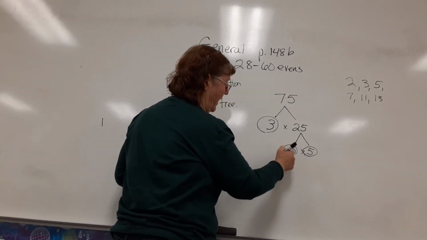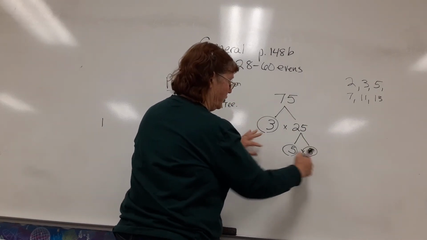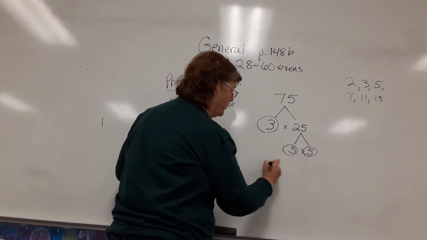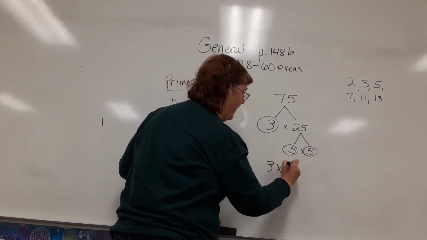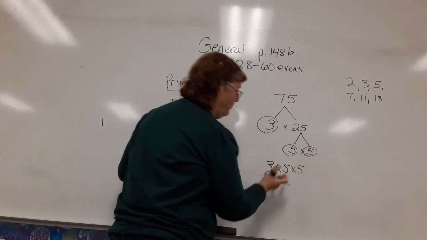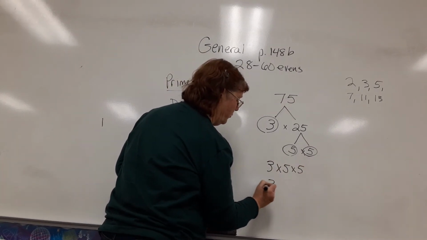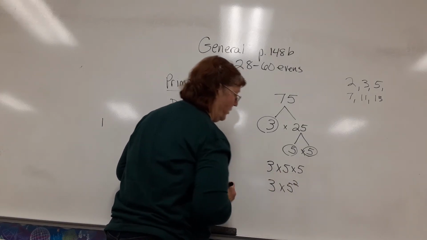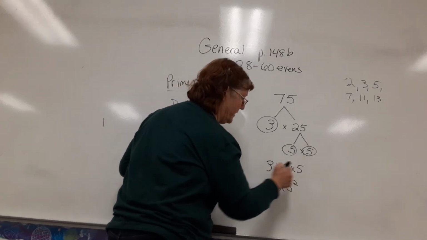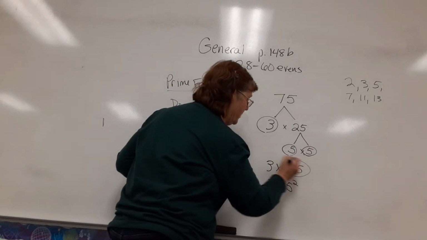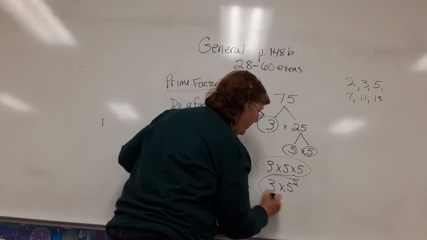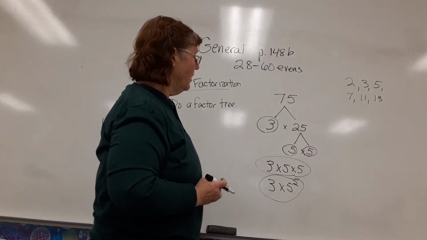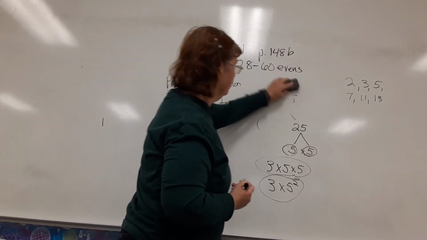Now all of the tree branches have a circle at the end because they're all prime numbers. So I put them in numerical order, so that's going to be 3 times 5 times 5. If we're using exponents, that's 3 times 5 to the second power. We need to put the multiplication signs in between. So this will be your answer, or this. Sometimes they'll ask for it in exponent form, and you would write this. Okay? Shall we do one more?